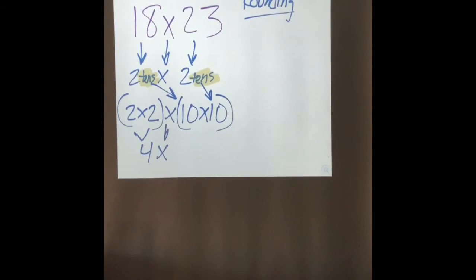We're going to move our multiplication sign down. Haven't used it yet, right? And 10 times 10 is 100. So now we have 4 times 100 is 400. Nice job, you guys. Good work. That is rounding made easy. It's not so scary, is it?